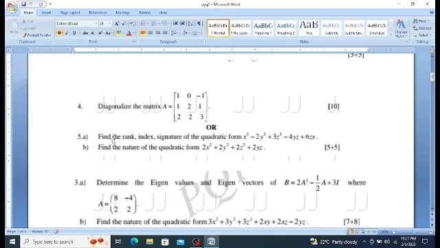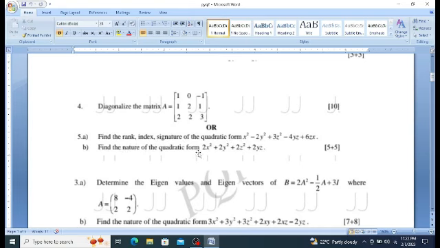And next question we have here, find the rank, index, signature of the quadratic form. They have given a quadratic form here, convert the quadratic form into canonical form. From that write the rank, index and signature. I have explained one problem in my previous video, check those videos.